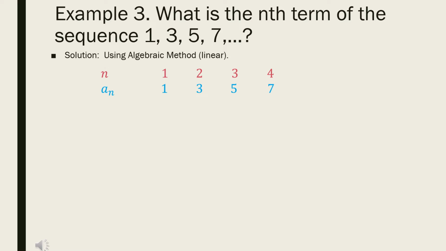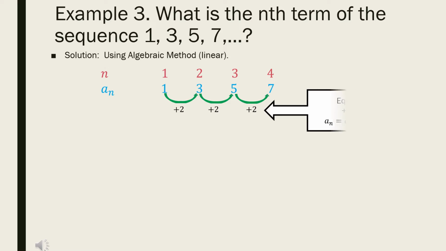Now, we are going to establish the connection from one term to the next term if it has a common increase or decrease. So here we can observe that from 1 up to 3 up to 5 up to 7, its rate of increase is plus 2. Okay, so we can follow the format which is linear for algebraic method only if we have the same number or constant rate of increase or decrease. So that would be equal. So for this number, it is equal.